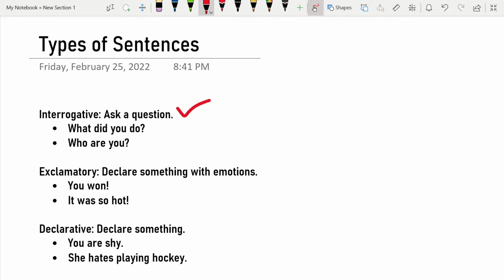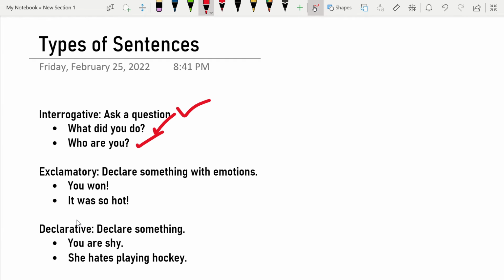Asking a question. What can be some examples? One example can be, what did you do? The second one can be, who are you? So as you can see, we use these types of sentences in daily life. They're nothing new. We already use them. We are just kind of naming them right now.